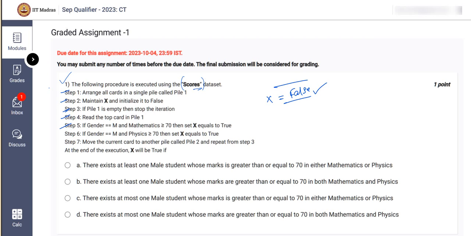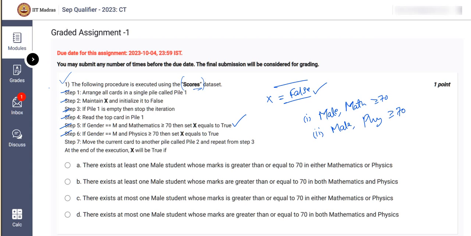In the step 5, we've seen first condition under which X becomes true. So the first condition is that it should be a male card, and also the mathematics score should be at least 70. Then X is being set to true. And the second case is that it should be a male card, and apart from it being a male card, it should be what? Here the physics marks should be at least 70.